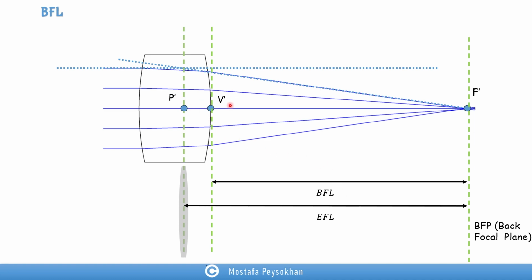So those are the important points that we need to find for the imaging side: back principal plane, vertex, focal point. And for each of them we have back focal length and effective focal length respectively.